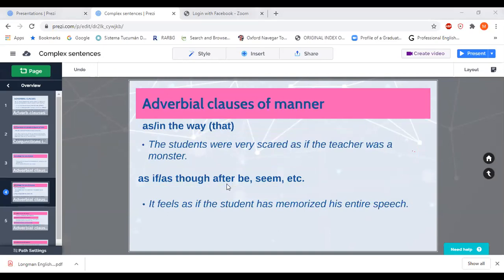And let's see. Paula, could you give an example of the first structure and Valentina of the second structure?